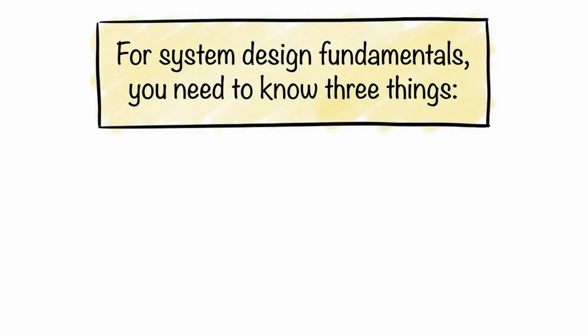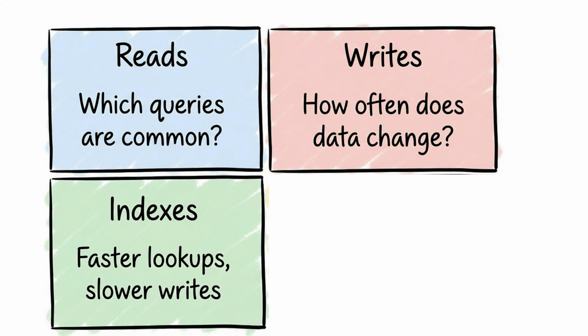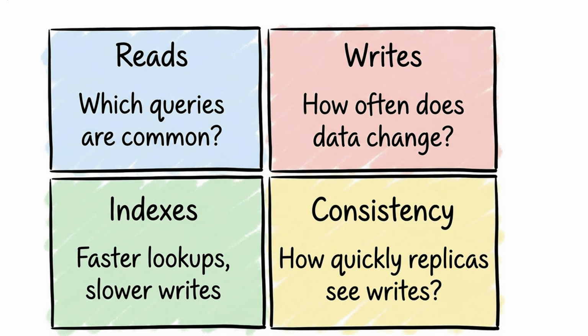For system design fundamentals, you need to know three things: read versus write patterns, indexing, and consistency. Reads: what queries are common? What fields do you filter by? Writes: how often does data change? In what patterns? Indexes: extra data structures that speed up lookups but cost memory and write speed. And consistency: how quickly writes become visible across replicas.